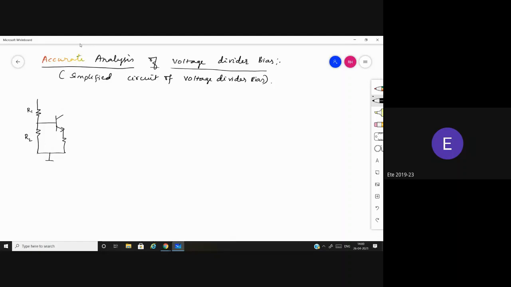First, we'll write the basic voltage divider circuit, then we'll move on to the accurate analysis circuit. This is plus VCC, and this is RC, this is RE, R1, R2. So now, here R1 and R2, which are in the parallel combination, these two are going to maintain a constant voltage across this particular node or the junction, which is known as the base voltage. So by properly adjusting R1, R2, we can have a fixed value across this one.